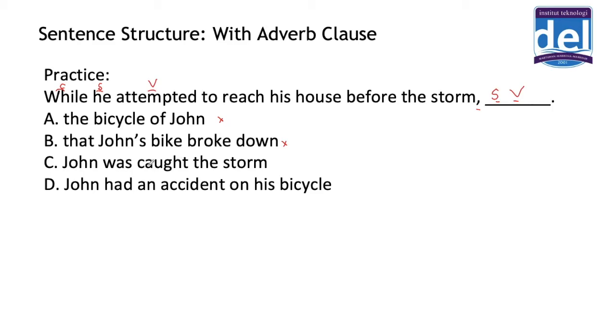Let's review C. C has subject and verb in it, but the grammar is incorrect. If it is in simple past tense, it should be "John caught the storm." If it is in passive, it should be "John was caught in the storm." That's why I'll eliminate this. Then the answer is D. This is the subject and this is the verb. The structure and the grammar are correct.